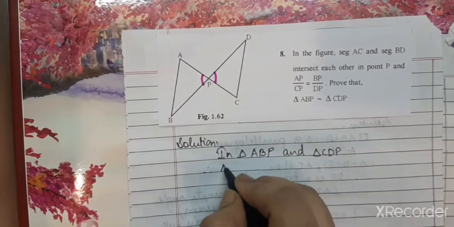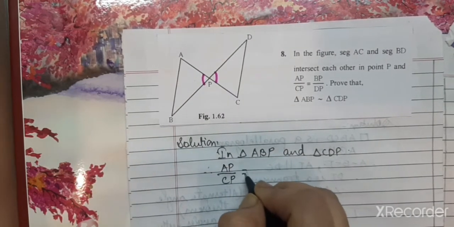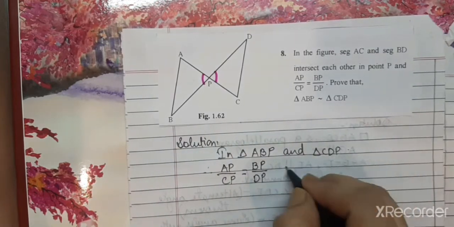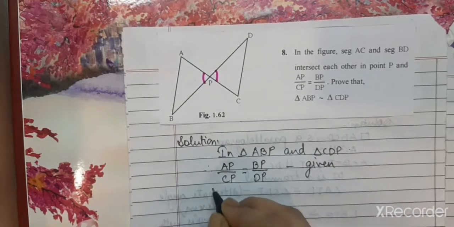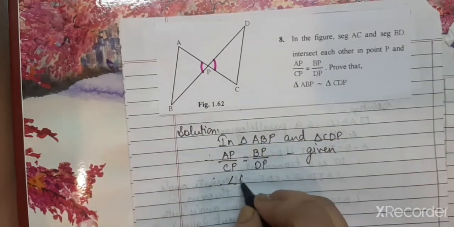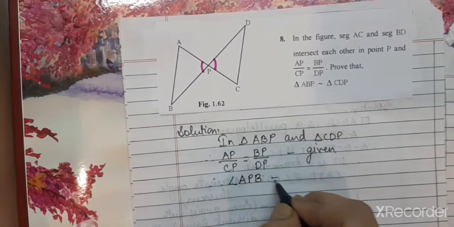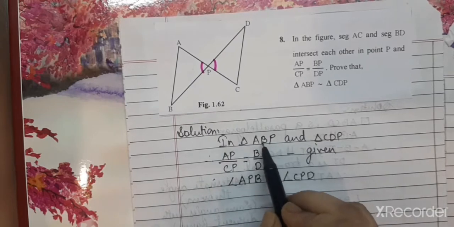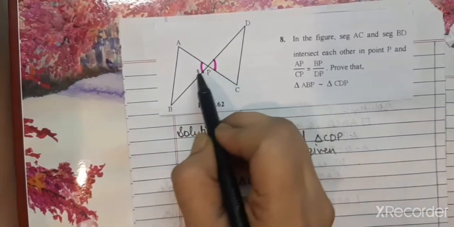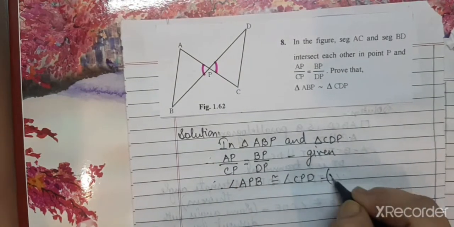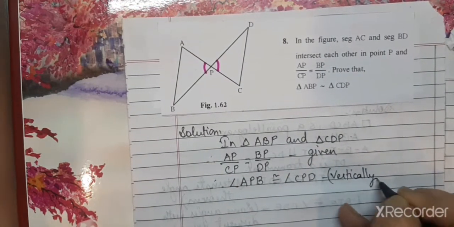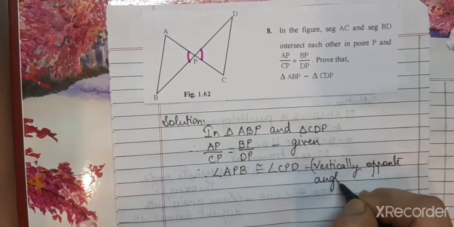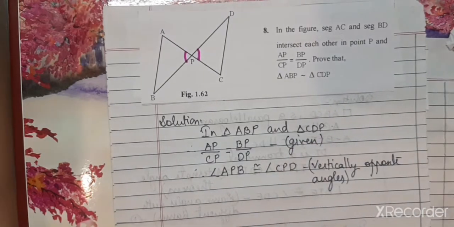Now, here we know AP upon CP is equal to BP upon DP, which is given. Then we write angle APB is congruent to angle CPD. These are vertically opposite angles, I wrote. So the reason comes here: vertically opposite angles. Try to write the reason in a bracket.